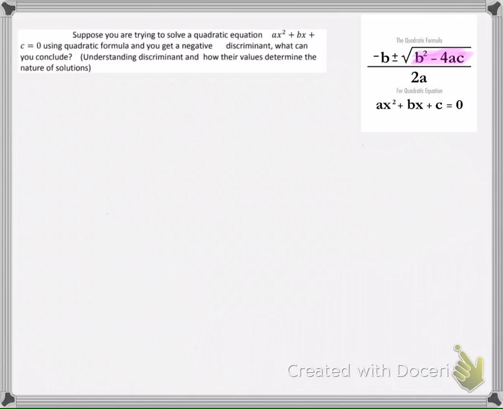Today we're going to suppose we are trying to solve a quadratic equation ax squared plus bx plus c is equal to 0 using the quadratic formula, and we get a negative discriminant. We want to know what we can conclude based on that.